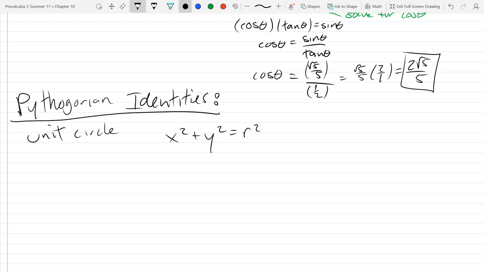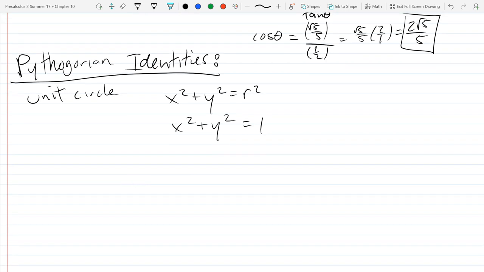So we saw the x squared plus y squared equals r squared. That's the equation for a circle. Unit circle, we got 1 for our radius, no problem. x squared plus y squared equals 1 squared, which is 1. And I'm going to use x equals cos theta on the unit circle and y equals sine theta. So where I see x, I'm going to put cos, and where I see y, I'm going to put sine.